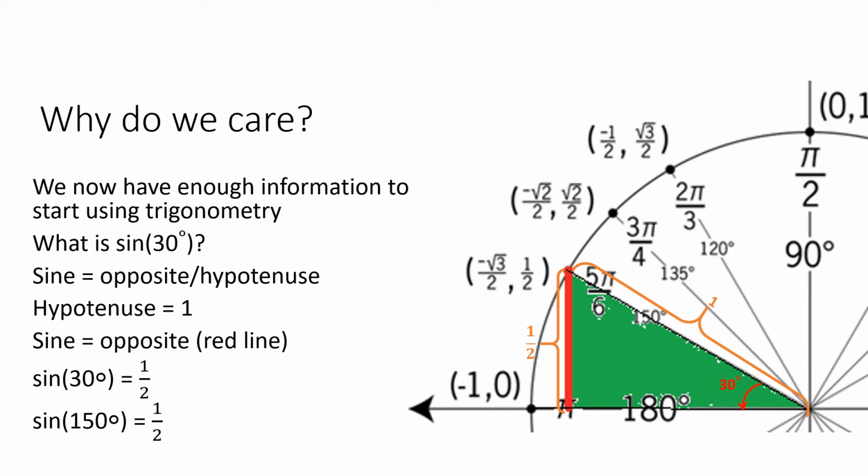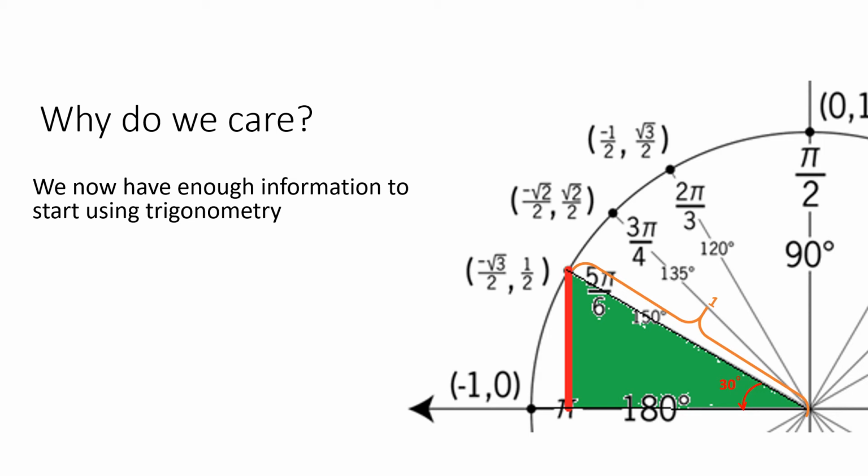And so the sine of 150 degrees, that's why this is so helpful, this actually tells us the sine of 150 degrees is also 1/2. It tells us the sine of this 150 degrees angle is going to be the length of the opposite side, which is this red line, which will be the y value of that point on a unit circle.